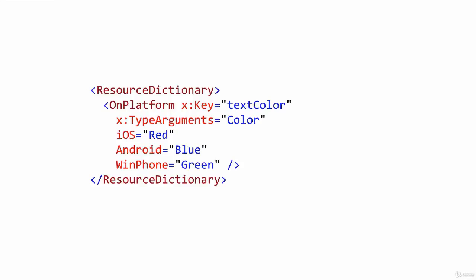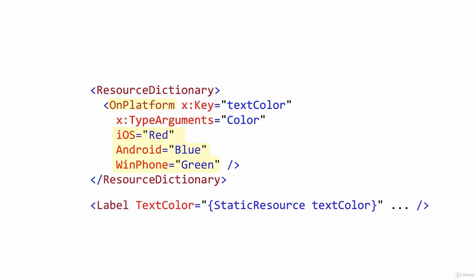Resource dictionaries map string to objects so they can store anything you need, even on-platform objects. Here we are using on-platform to set the text color to a different value on each platform. So for iOS, the text color will be red, Android blue, and Windows Phone green. You can reuse this on-platform object throughout the page if you want to change the colors in the future. You would be able to just change them all in one place.